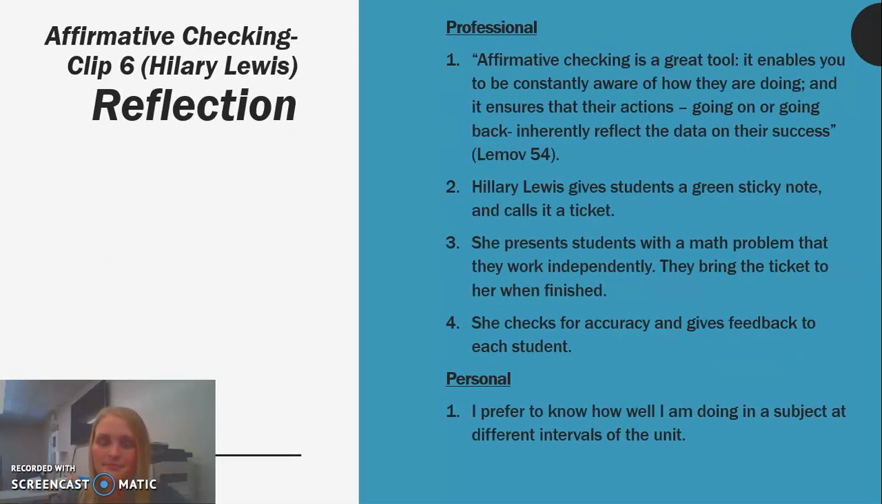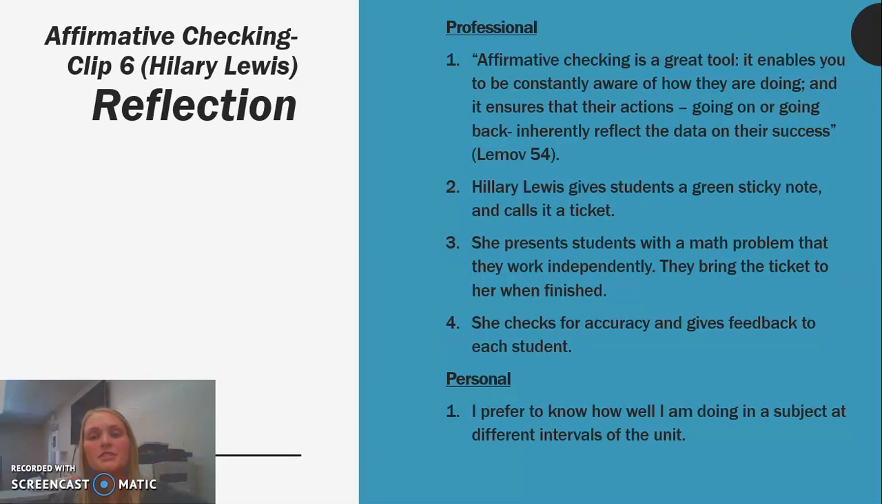So my professional review is just that Miss Lewis did a great job showing what affirmative checking is, which is a great tool. It enables you to be constantly aware of how your students are doing, and it ensures that your actions actually reflect the data on their success.